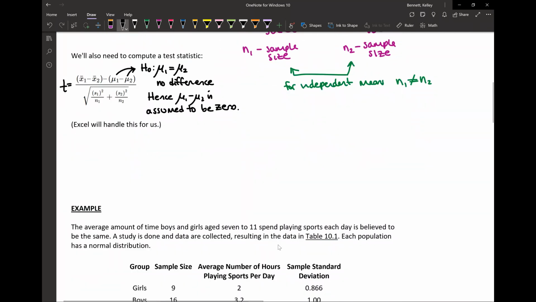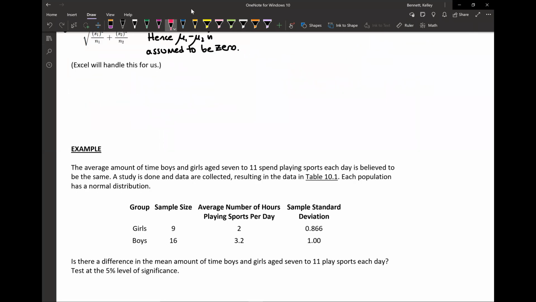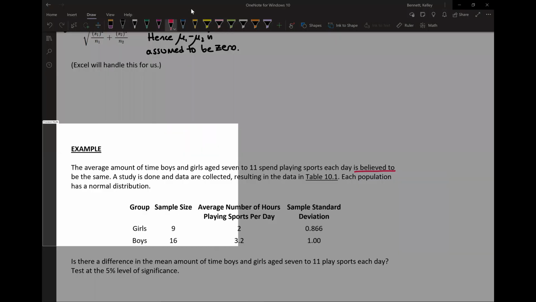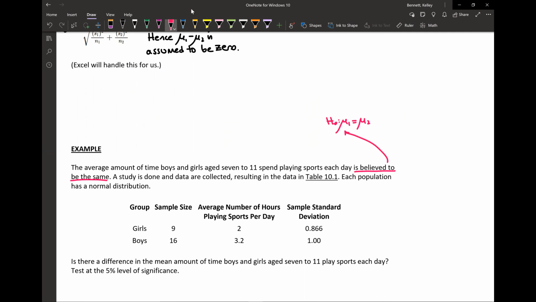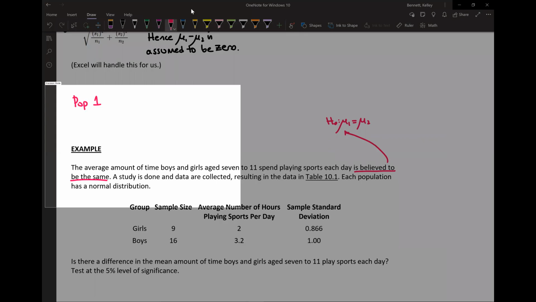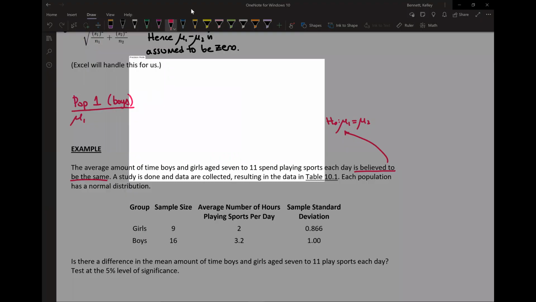So we have the first example: the average amount of time boys and girls aged 7 to 11 spend playing sports each day is believed to be the same. That's exactly what we were just saying here, is believed to be the same. So mu1 would be the average amount of time for boys, and mu2 would be the average amount of time for girls. So population 1 can be boys, and population 2 can be girls. And for the sake of argument, we're going to live in a gender binary world for this example.